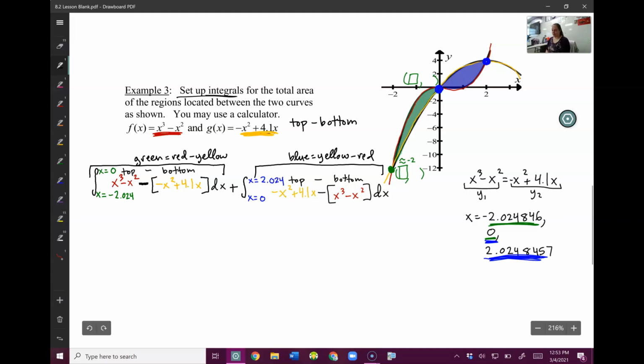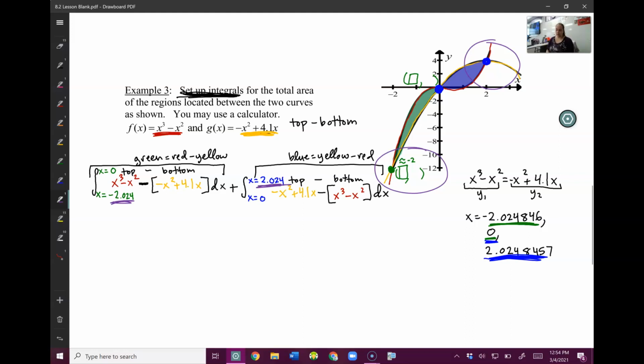And thank goodness this one says we only need to set up the integral. We do not need to solve it. However, with the calculator, solving this integral isn't too bad. The only thing you have to be extra careful with is these points right here. Those are decimals. And if you round them to this in the actual problem, you will get it wrong.